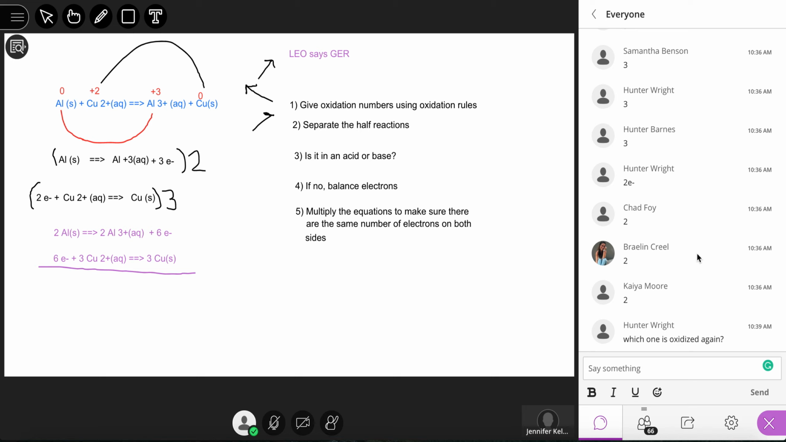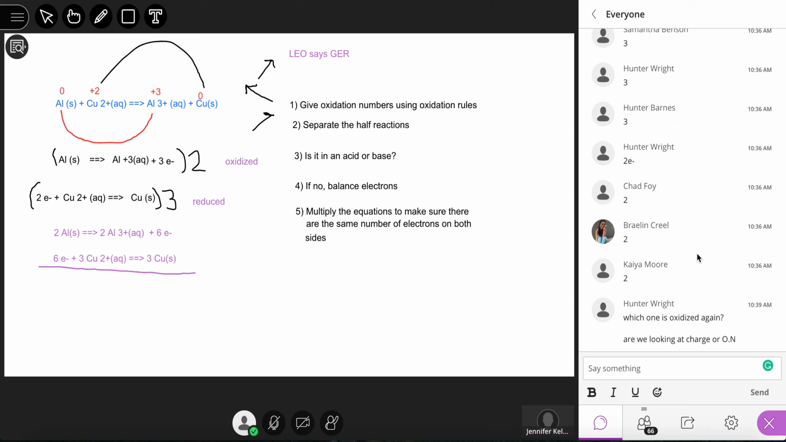So losing electrons is oxidizing. The one that lost electrons was aluminum, so that was oxidized. And the one that gained electrons was reduced. All right? So when we add these two together, we have to get rid of anything that's on the product side that's also on the reactant side.